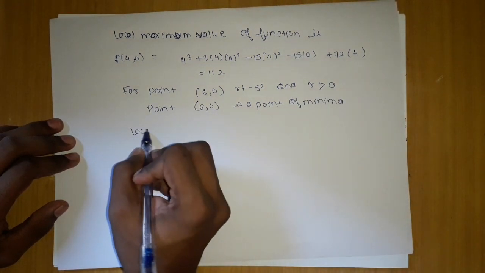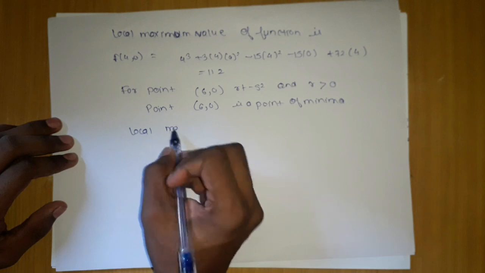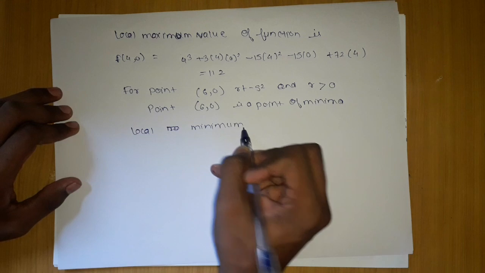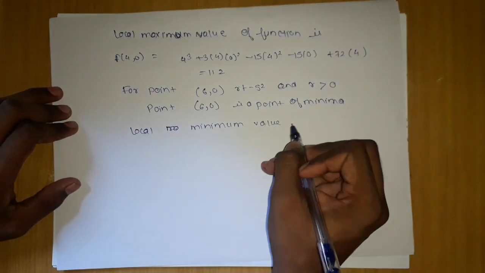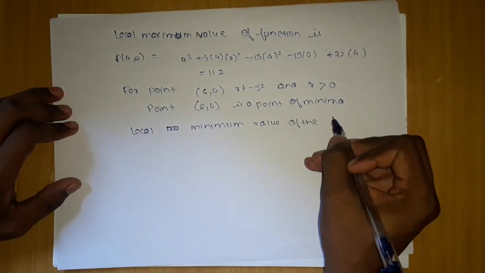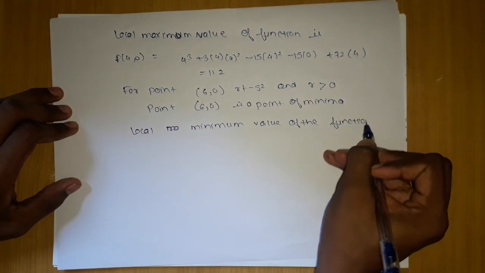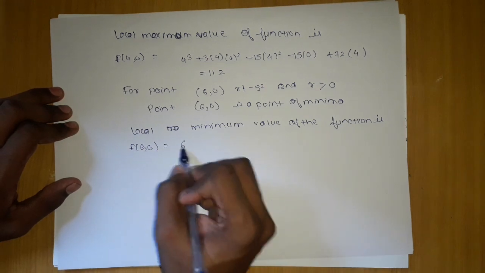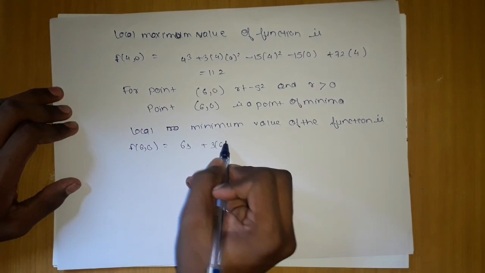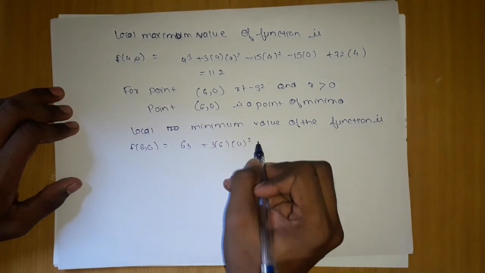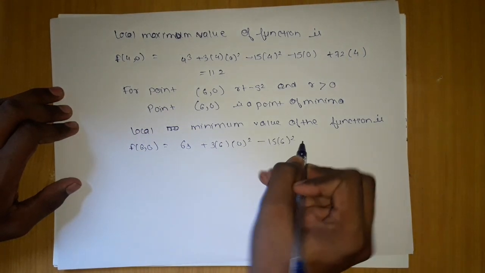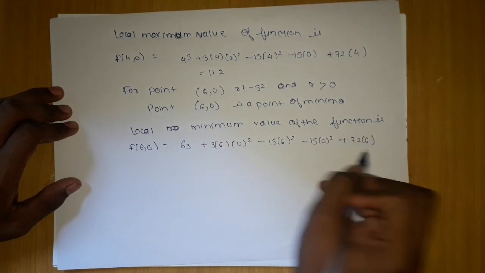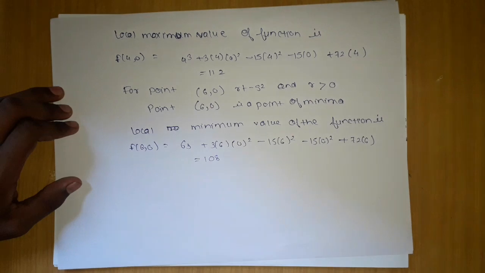So local minimum. In case of maxima it is maximum value, and in case of minima it is minimum value. Minimum value of the function is, what is the value? F of (6, 0), which is 6 cube plus 3 into 6 into 0 square minus 15 into 6 square minus 15 into 0 square plus 72 into 6 is equal to 108.